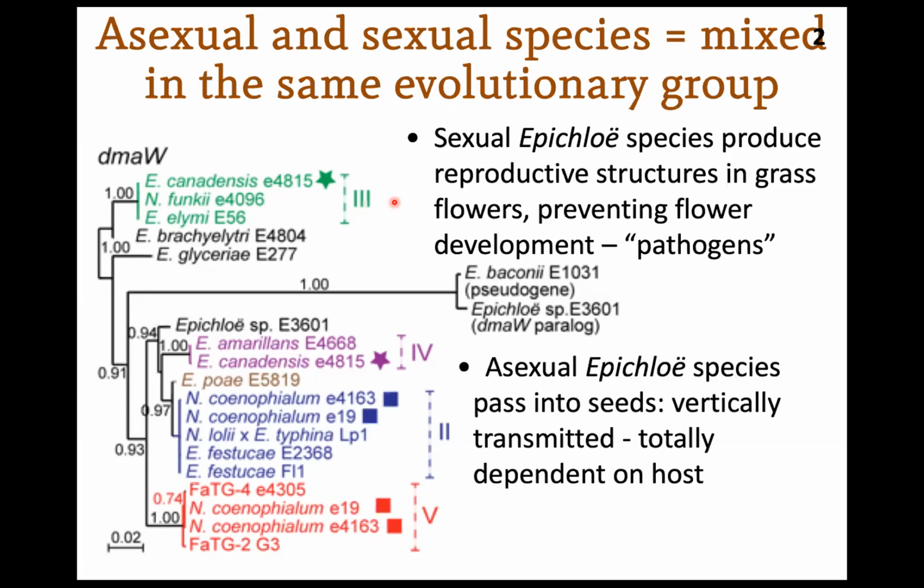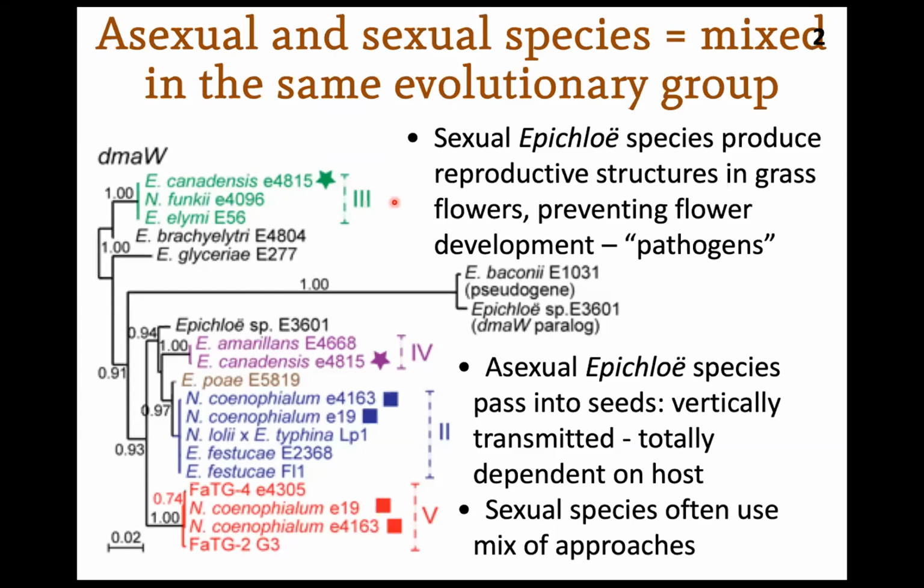There are some Epichloë species, however, that never go through the sexual cycle, so they only ever go through the asexual part of the life cycle. And in this case, they always grow into the seeds and they are vertically transmitted. And I'll explain what vertical transmission means in a moment. And so in this case, they're totally dependent on their host. They've got no way to jump across into a different grass individual. So if the grass individual they live in dies, then the endophytes die with them.